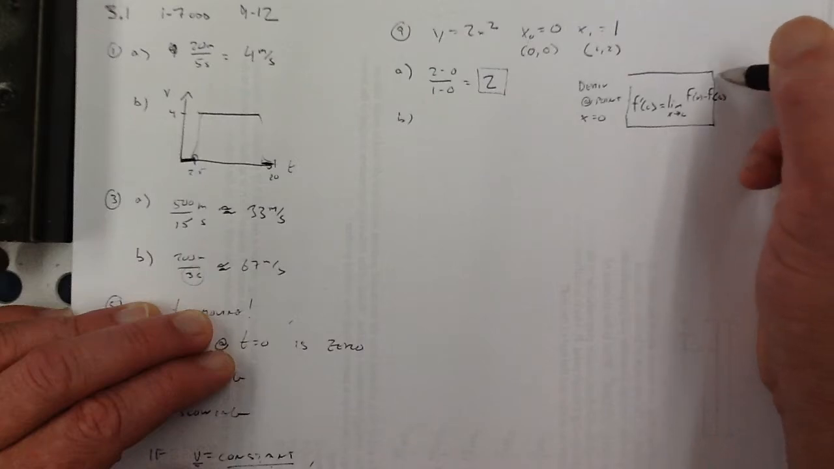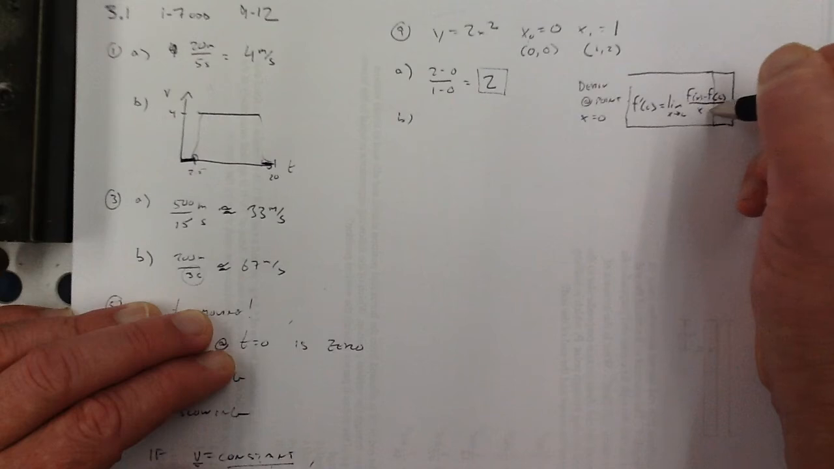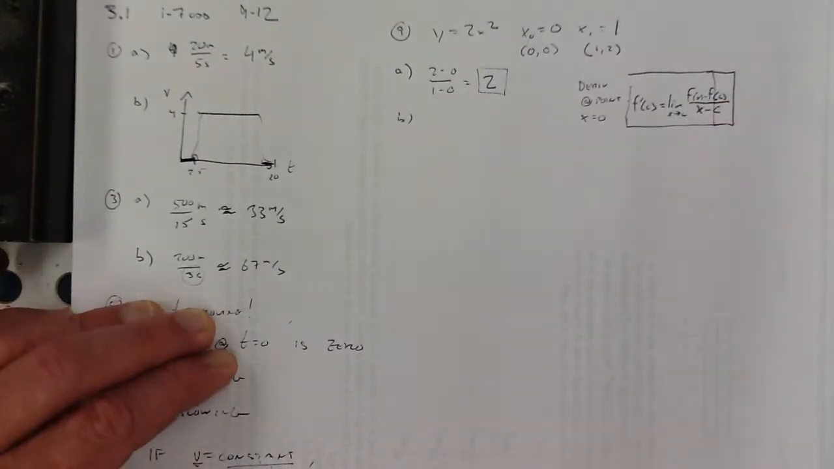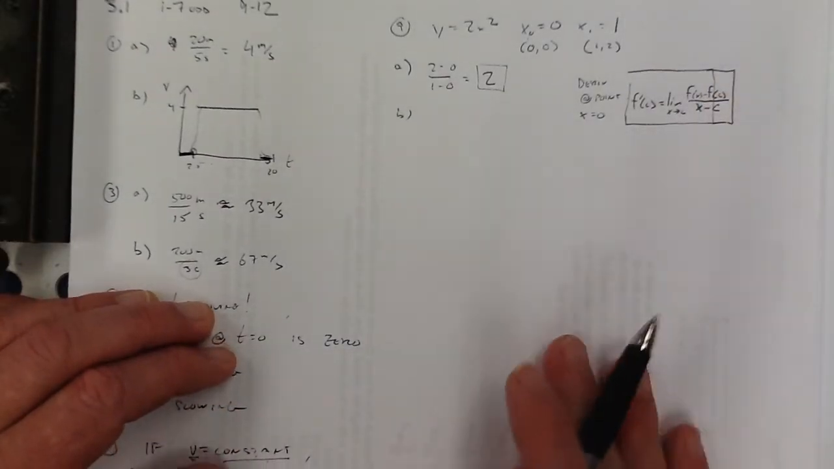Dang it, I didn't make my box big enough. I hate it when I do that. Over x minus c. Right? Please ignore the shortcomings of my box there.